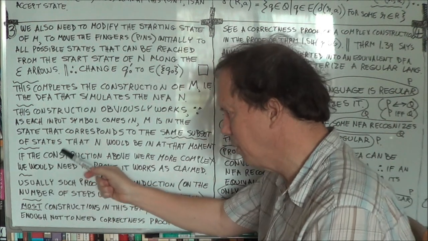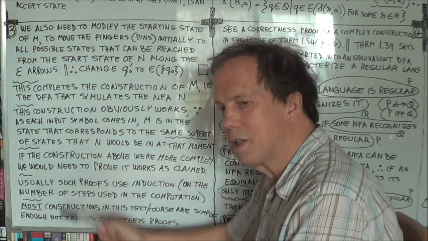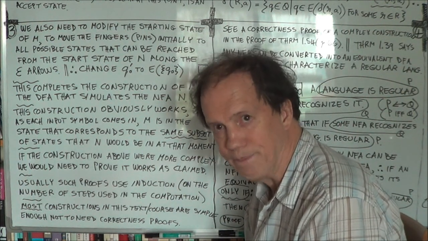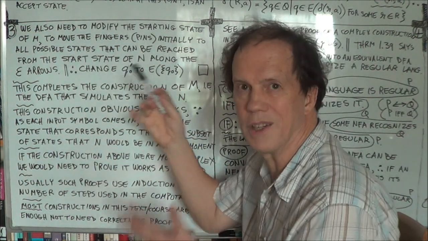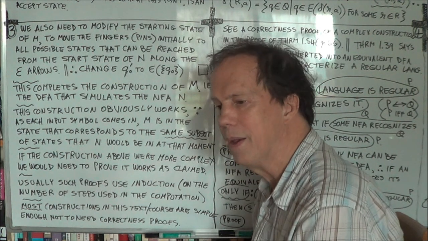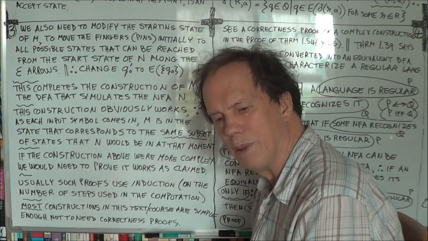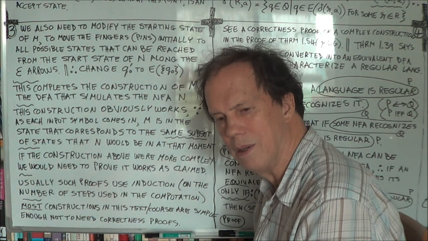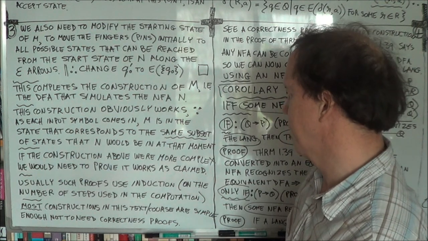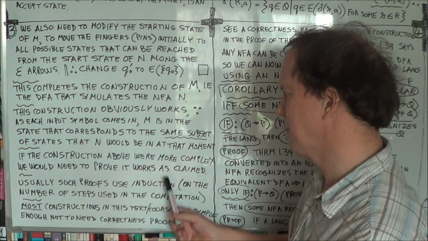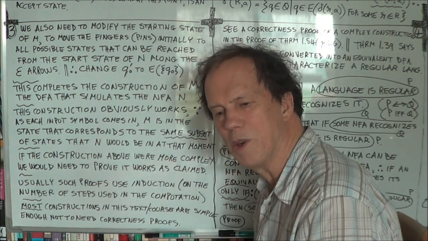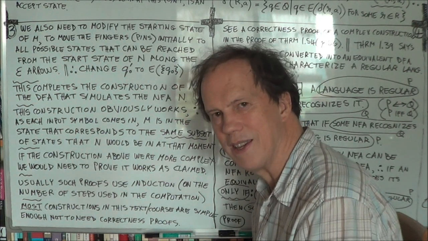Now, I've said this sort of thing before in the text as well. That when you're doing a proof by construction, which is what this is, because we constructed, we built a DFA that is equivalent to its NFA. Now, if a construction gets really quite complex, you may need a further proof or subproof that it actually works. You then have to prove that what you have constructed actually functions as desired.